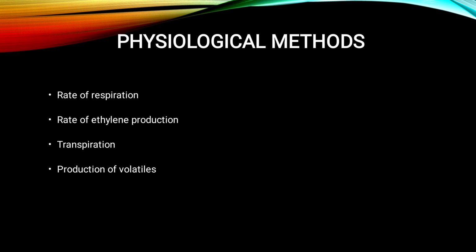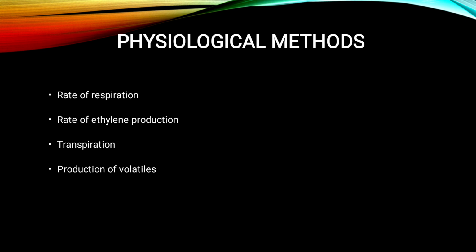So the first is the rate of respiration, then rate of ethylene production, then transpiration and the production of volatiles. The rate of respiration increases in case of matured fruit when it is stepping towards the ripening process. Then the second point is the rate of ethylene production. It is also correlated with the respiration rate. As the rate of respiration increases, the rate of ethylene production also increases, so that the matured fruit turns to the ripening process.